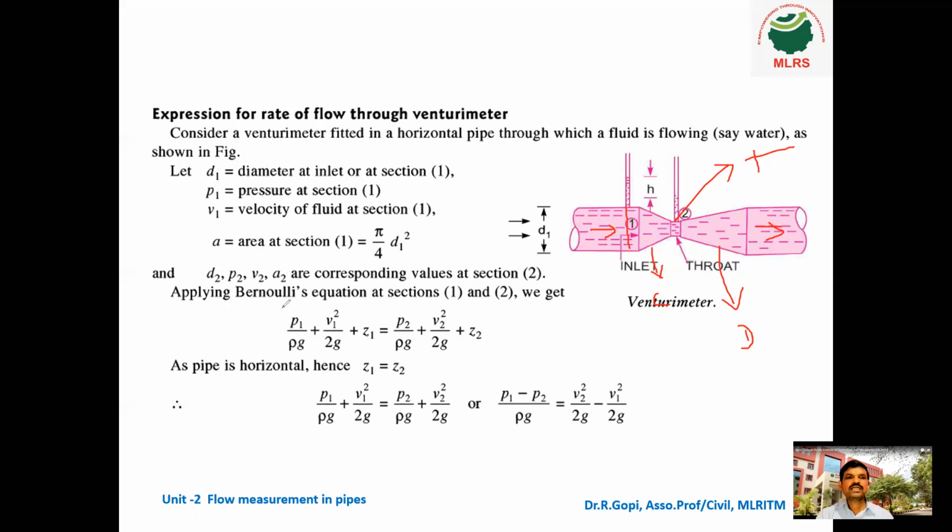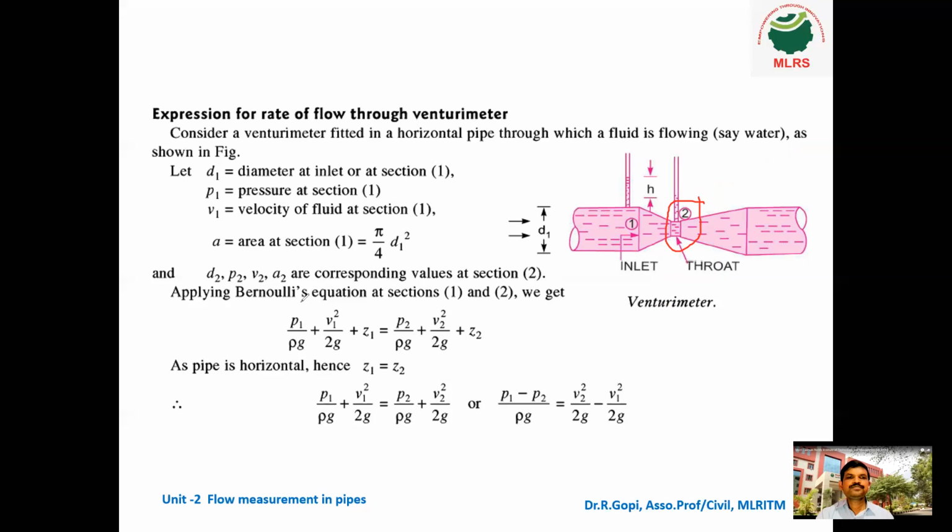Next D2, P2, V2, A2. Like D1, P1, V1, A1, these are the corresponding values at section 2. Section 2 is nothing but the throat section. So D2 is the throat diameter, P2 is the pressure in the throat, V2 is the velocity in the throat, and A2 is the area of the throat.